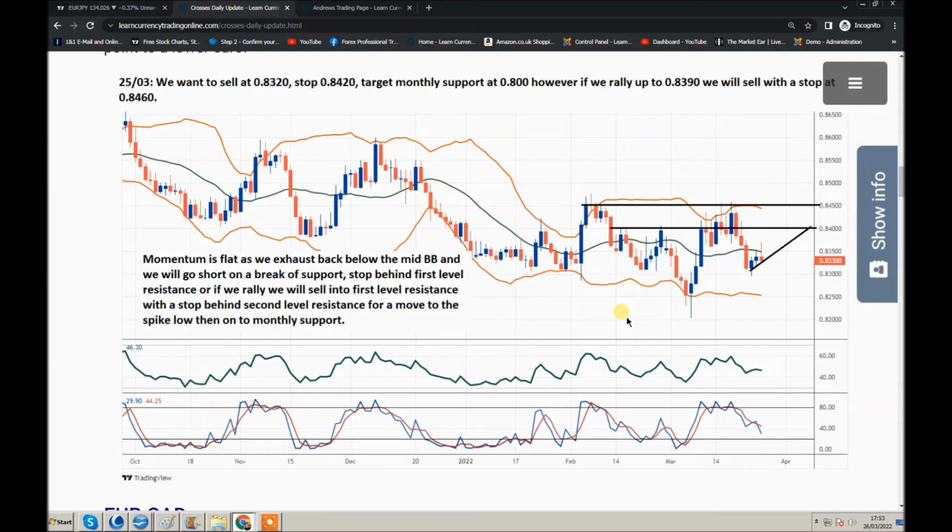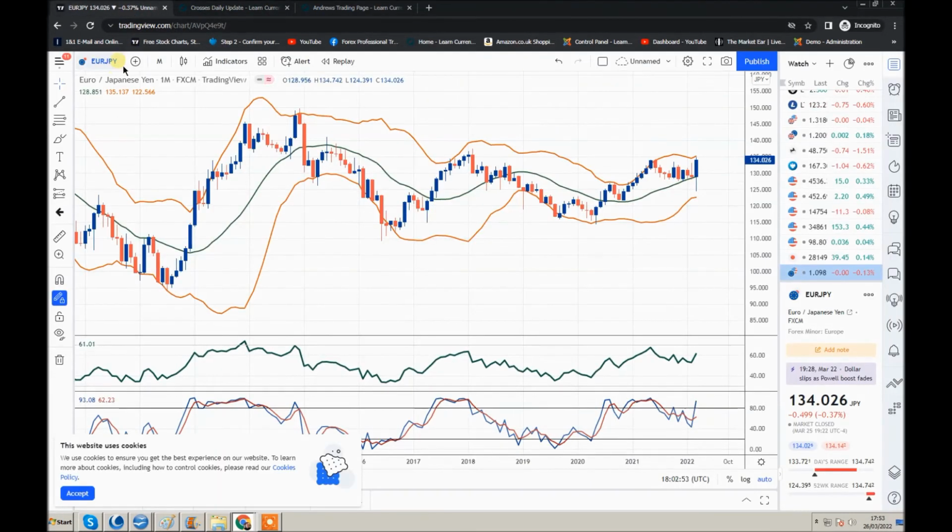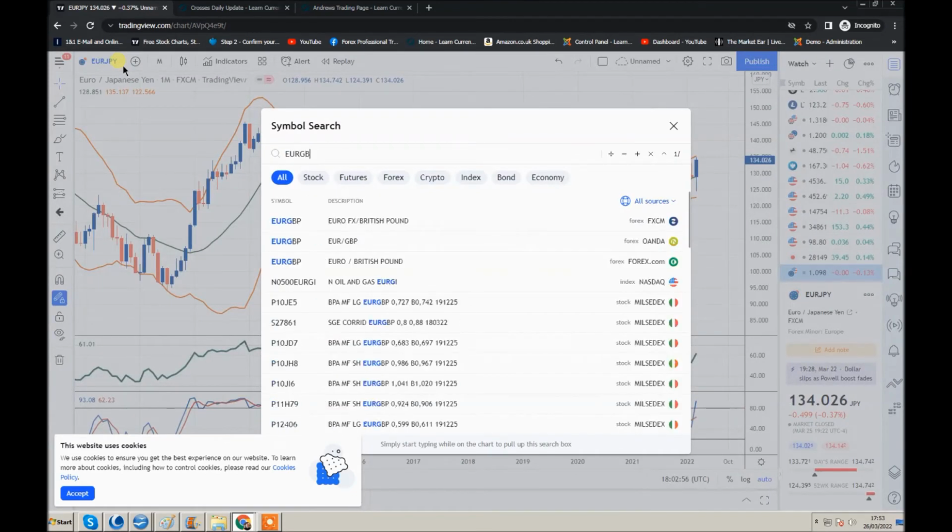Now, from a long-term perspective, where could we go on the monthly chart? Let's have a look. Euro GBP.